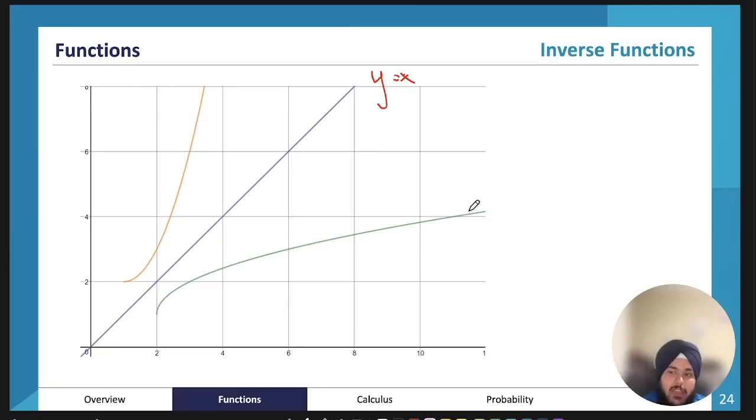A lot of the questions in the VCE exam will give you one of the graphs, and they might ask you to select the one that most closely resembles the inverse function graph.